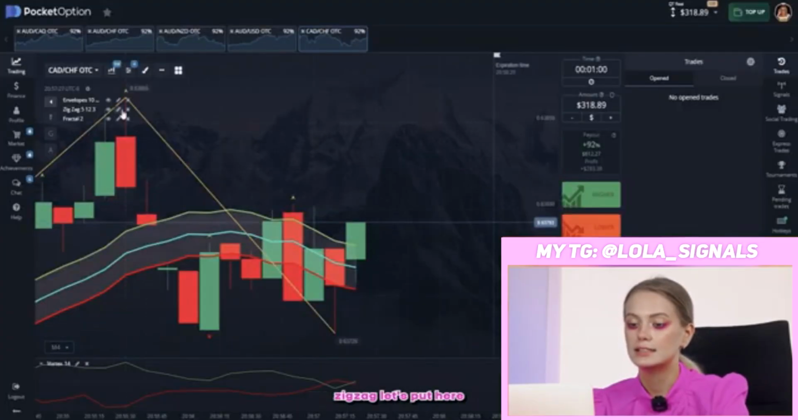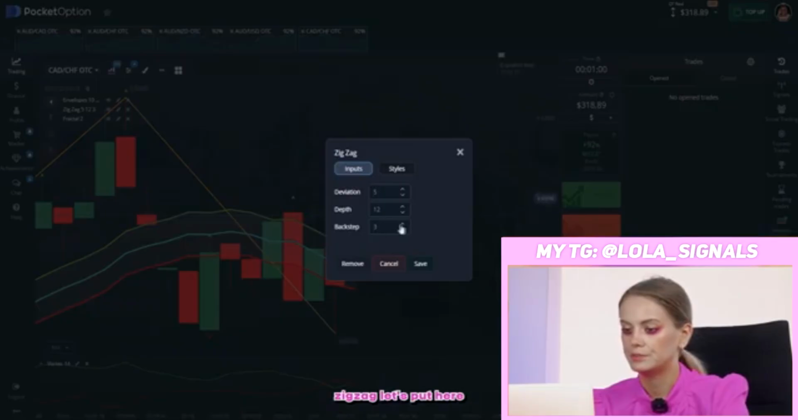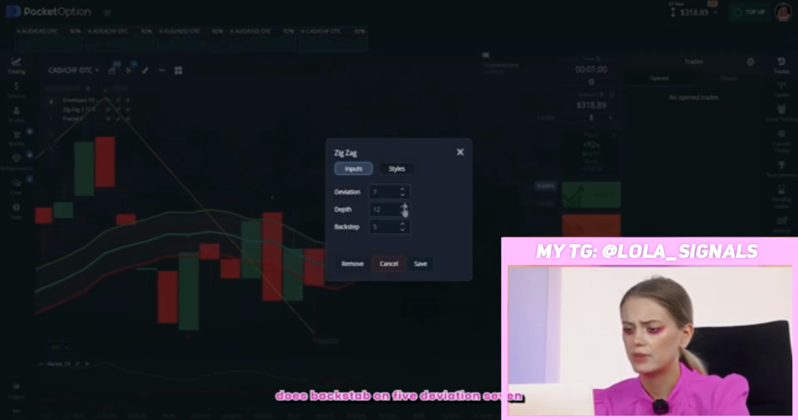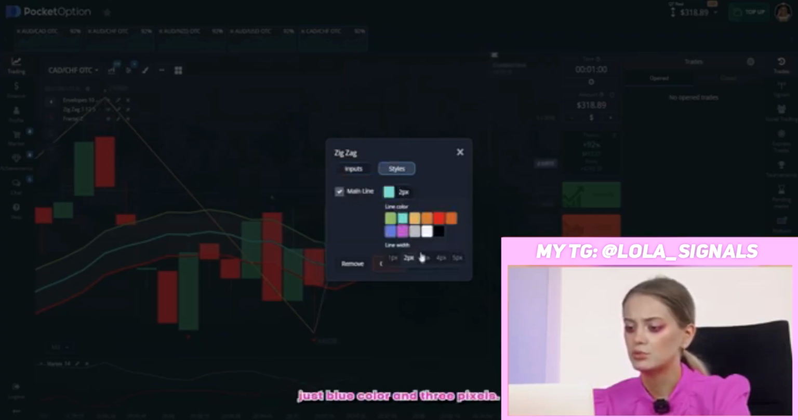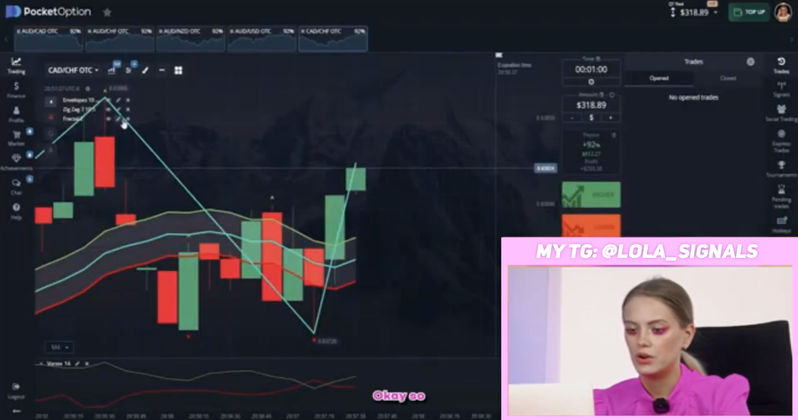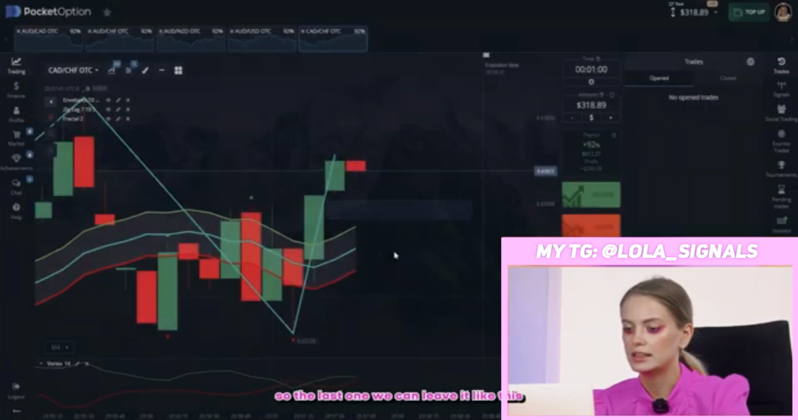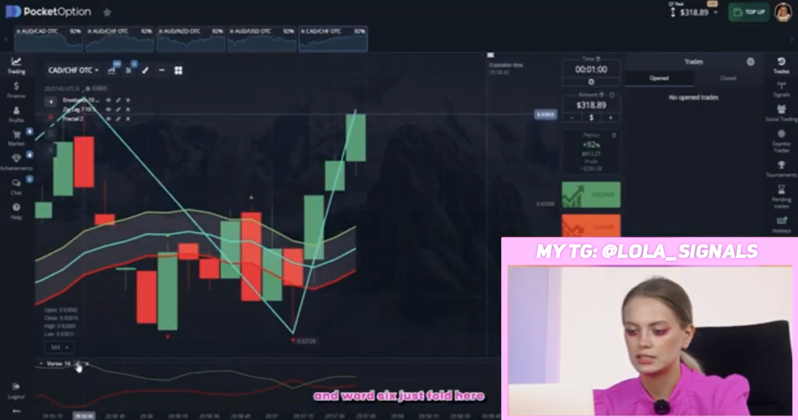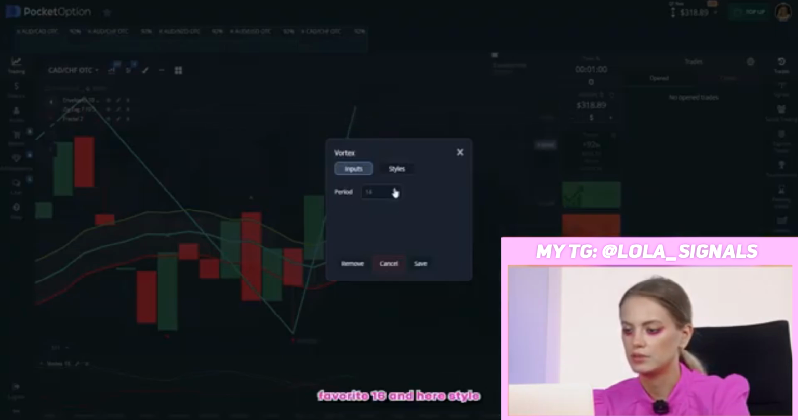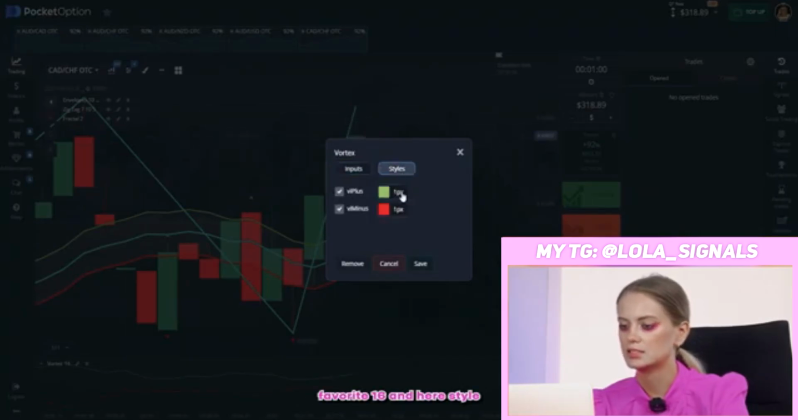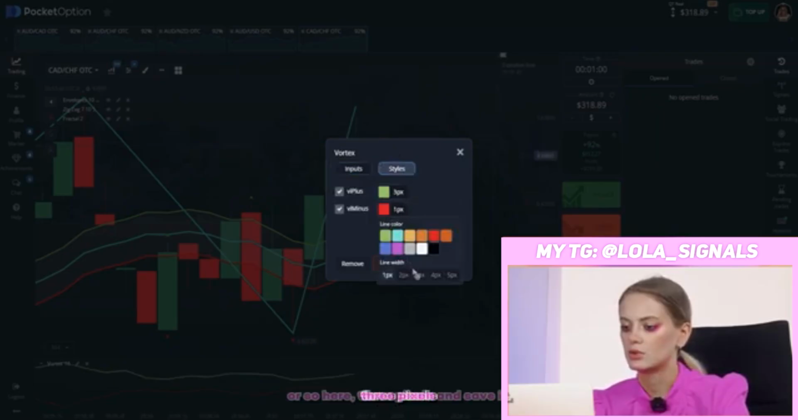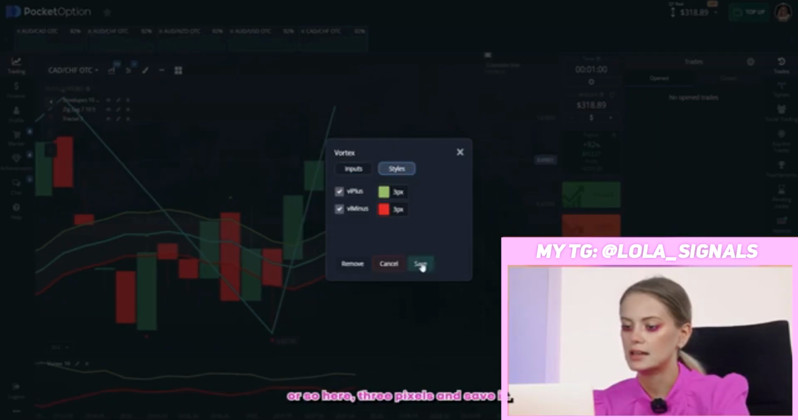white color. Zigzag, let's put here just backstep on 5, deviation 7, depth 10, and style just blue color and 3 pixels. Okay, fractal, the last one, we can leave it like this, it's okay. And vortex, just put here the period 16. And here style, let's put 3 pixels, also here 3 pixels, and save it.